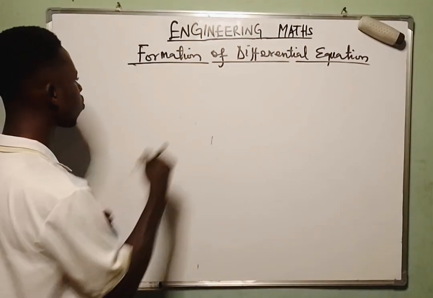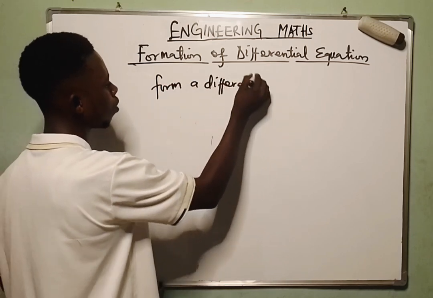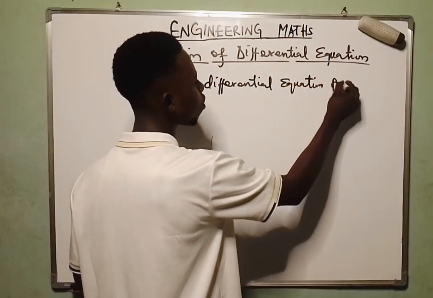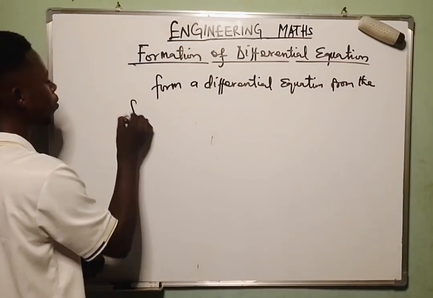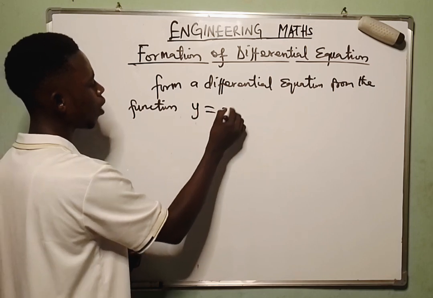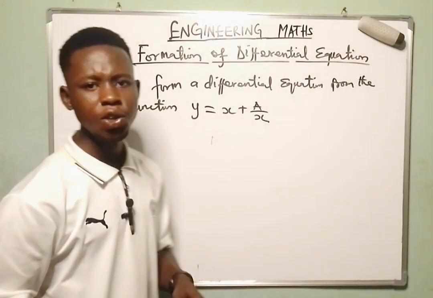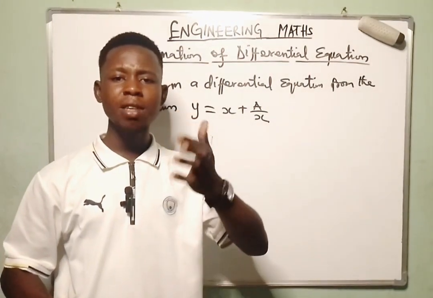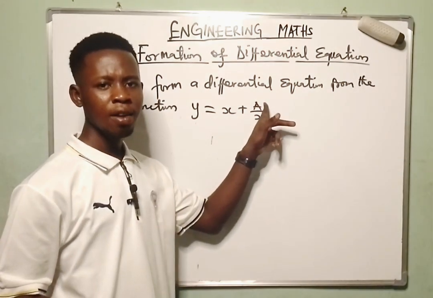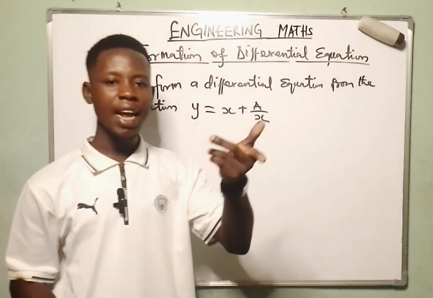Now imagine you are asked to form a differential equation from the function y equals x plus a over x. Whenever you are asked to form a differential equation, you must always have an arbitrary constant. What is the arbitrary constant that we have here? We have a as an arbitrary constant, and it is only one constant. So we should be expecting a first order differential equation.